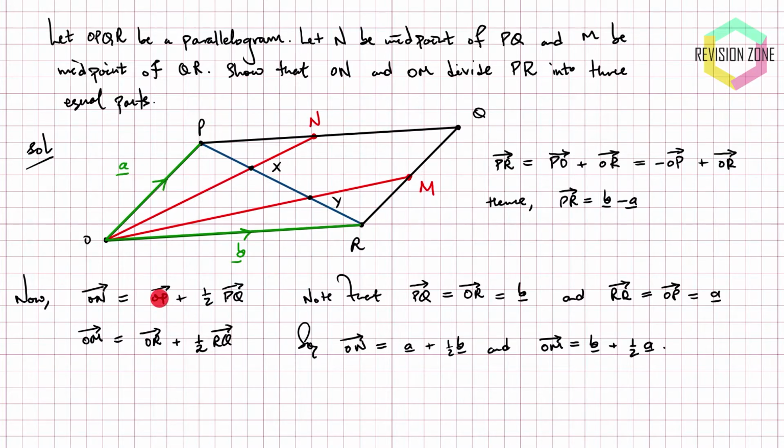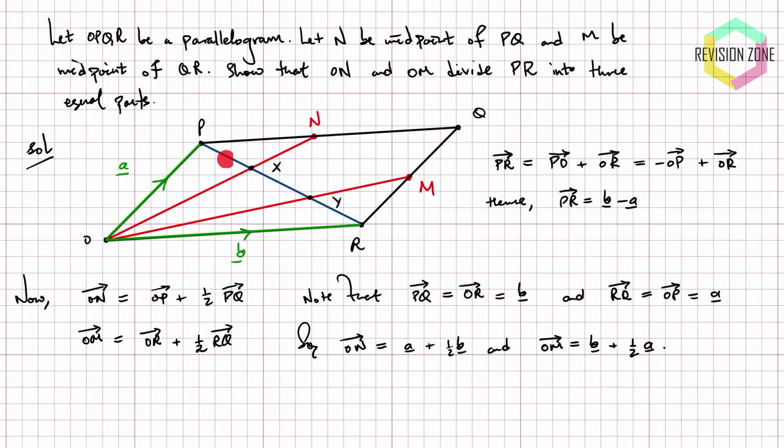So OP is basically A, so we stick that in, and then PQ is basically B, so we stick that in, and likewise OR is B, so we stick that in, and RQ is A, and we stick that in. So we've got our description for ON and OM in terms of A and B, and we should also get a description for the vector PR.